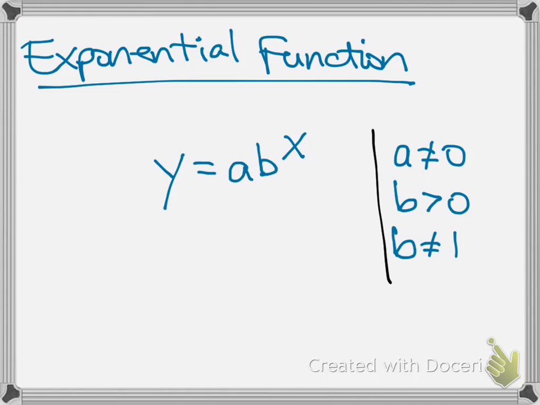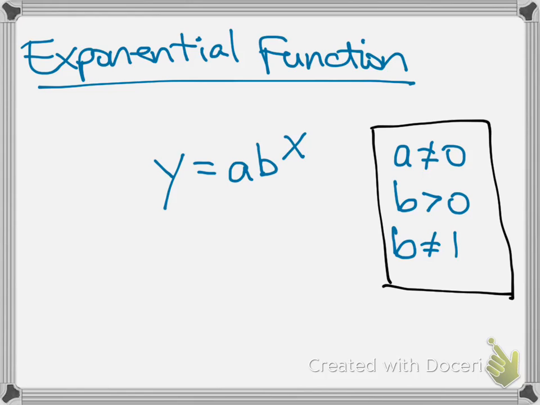You'll notice that I've written a few restrictions over here to the right. One restriction that we put on our exponential function is that a cannot be equal to 0. So of course a is this value right here. And the reason a can't be equal to 0 is because if it was, then the entire thing would be wiped out, because 0 times b to the x power would just be 0. So that wouldn't be very exciting.